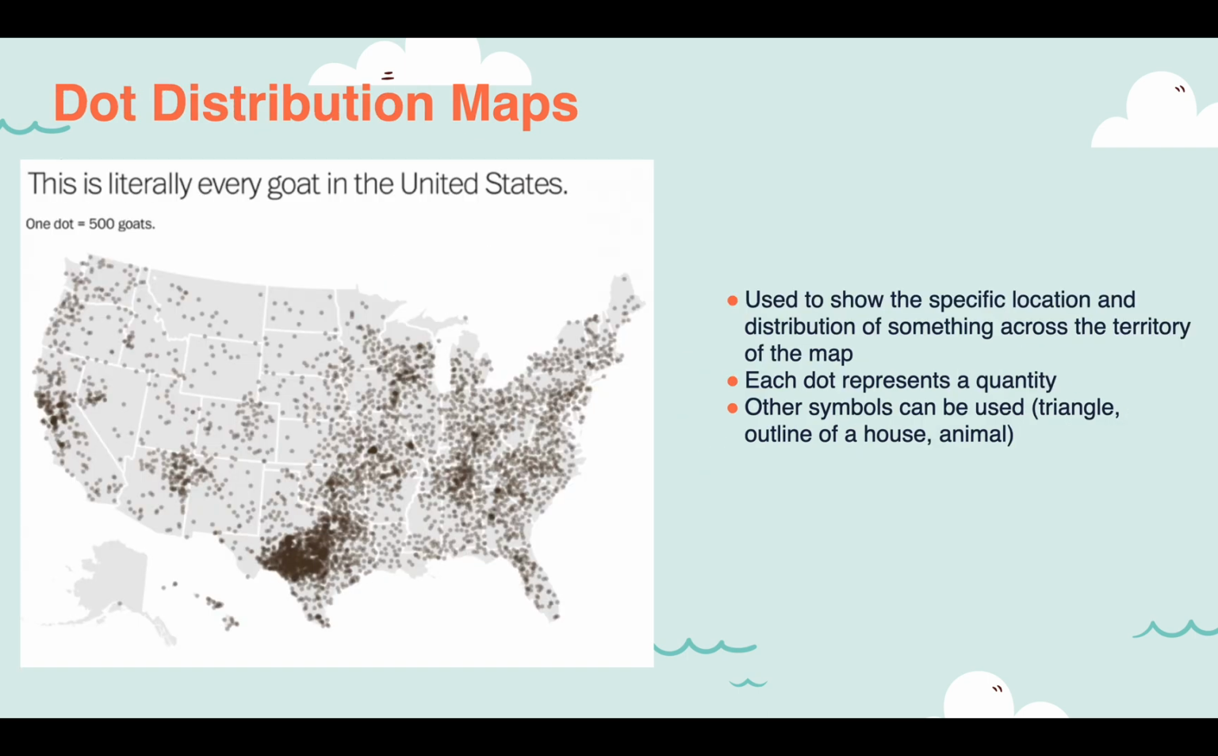Dot distribution maps show the specific location and distribution of something across the territory of the map. Each dot represents a quantity, and other symbols could be used, such as triangles, the outline of a house, or animals. In this map, I thought it was a little bit funny. One dot equals 500 goats. So this map is a visual representation of all of the goats in the United States.